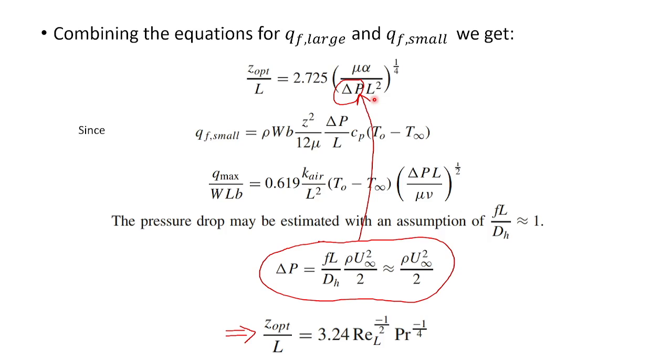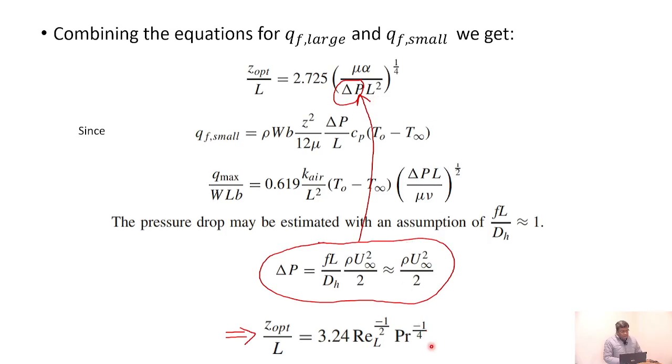And then there is a Prandtl number to the power minus 1 by 4 also. So Prandtl number is purely a fluid property. Reynolds number depends on the flow also, because it has that U infinity, which you are giving, right? You're running a fan or something and pushing the air into these channels. Okay, so this is Z optimum by L, which we obtained for the forced convection case.